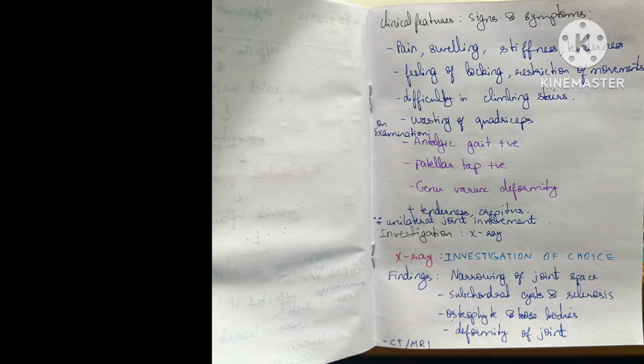Next, going on to the investigation. The investigation of choice would be X-ray, and the characteristic findings on X-ray are narrowing of joint space, subchondral cyst and sclerosis, osteophyte formation and loose bodies, and deformity of the joint. We can also go for further investigations like CT or MRI.